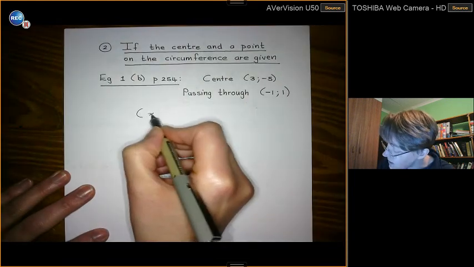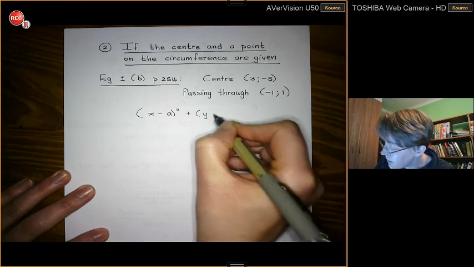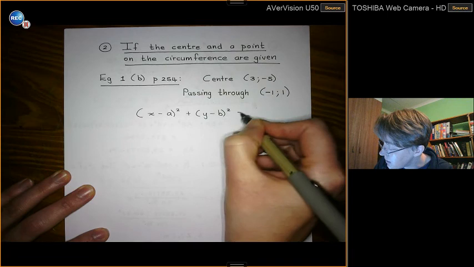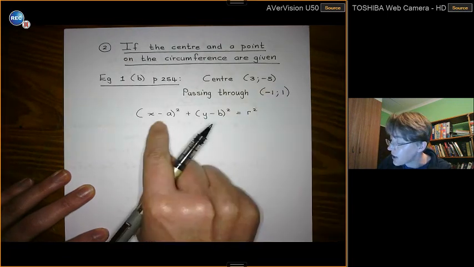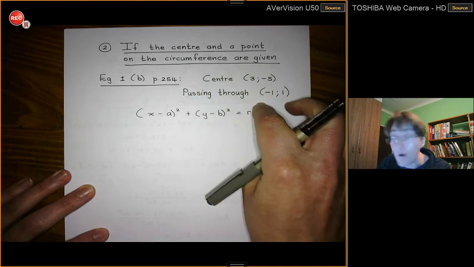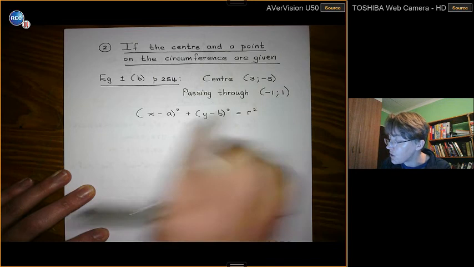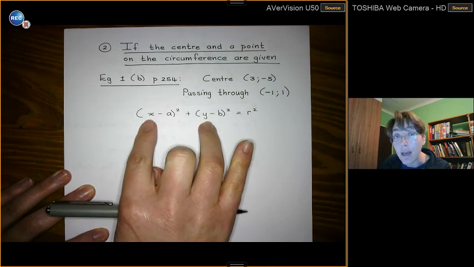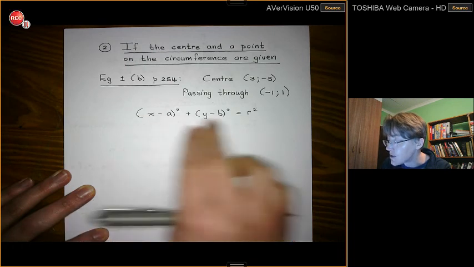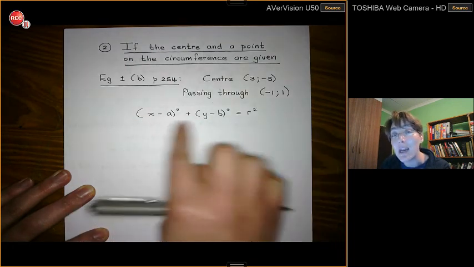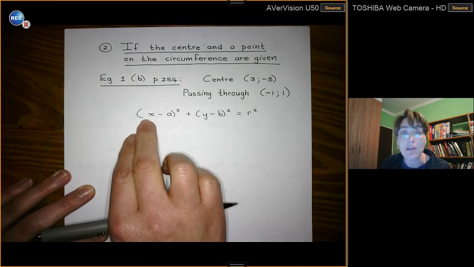So if I just write down the formula, just so you can see what's going to happen here. I don't have the radius, but I do have the center, which I can sub into a and b. And I do have a point that the circle passes through. And whenever I have a point that the circle passes through, you can substitute it into x and y. And what will that do? That will give me the distance squared. So that will give me the radius squared. Because remember, the distance between the center and a point on the circumference is the radius.